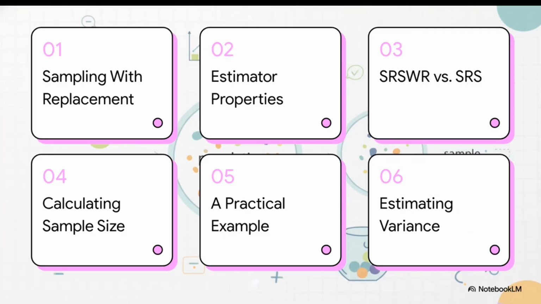All right, so here's what we've got on tap. We'll kick things off by defining what sampling with replacement even is. Then we'll get into the real nitty-gritty of its mathematical properties. After that, we're going to have a little showdown, sampling with replacement versus sampling without it, to see which one comes out on top. And we'll wrap it all up by learning how to calculate the perfect sample size using a really practical example to make it all click.